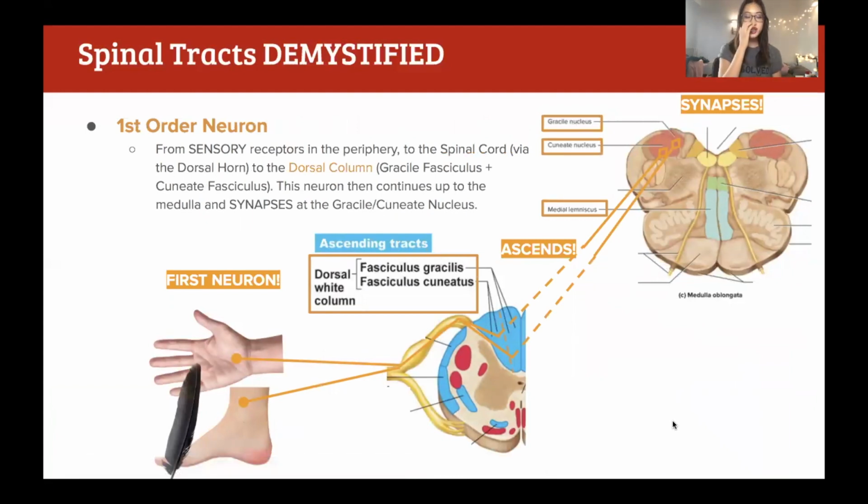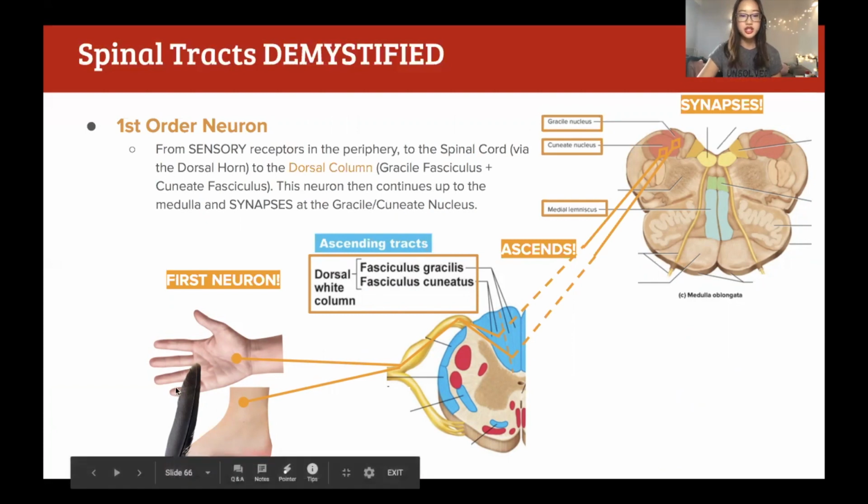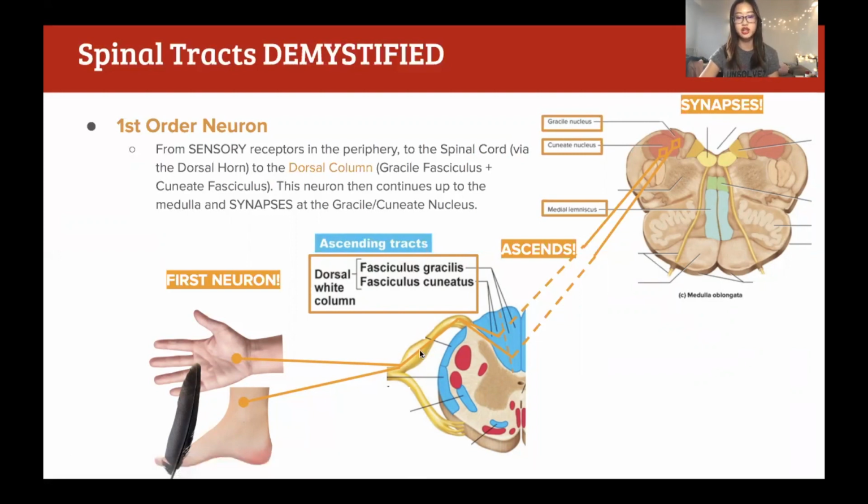So basically, your first neuron goes from having delicate touch, so let's say with a feather on your hands and feet, your upper and lower limbs. These would go through the dorsal ramus of the spinal cord, right? So you can see this, remember that this is on the dorsum, and this is the dorsal aspect of the horns. And this would go through, and then it would enter the dorsal white column, either the gracile fasciculus or the cuneate fasciculus, and these would then ascend, still here, into the gracile nucleus and cuneate nucleus.